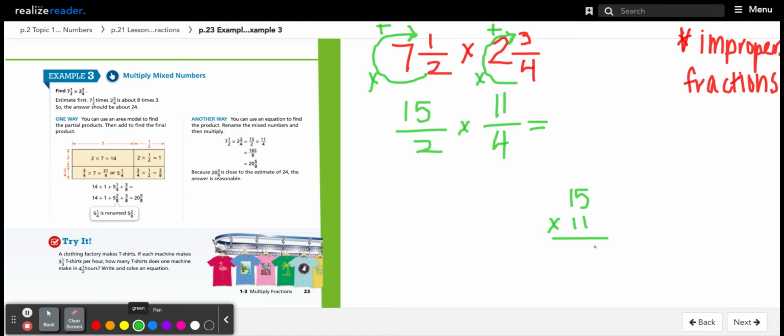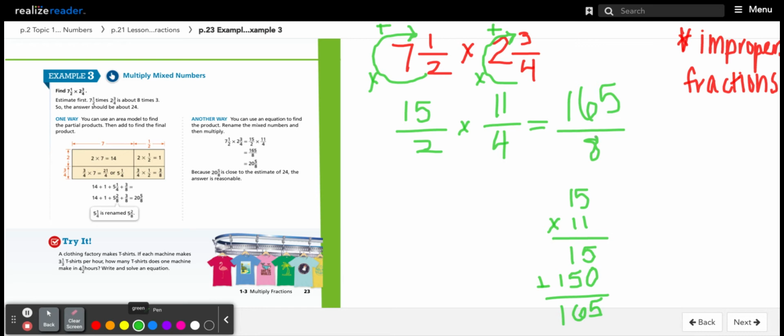1 times 5 is 5. 1 times 1 is 1. Start with a 0. 1 times 5 is 5. 1 times 1 is 1. Add it up. I get 165 over 2 times 4 is 8. So now my answer here is 165 over 8.